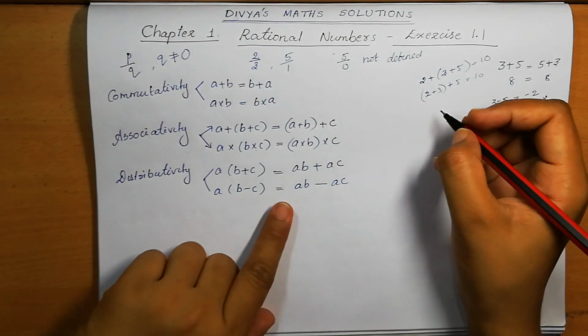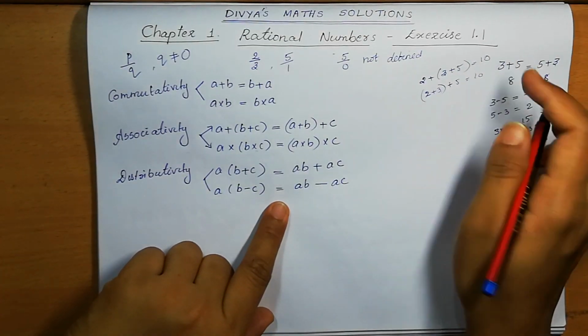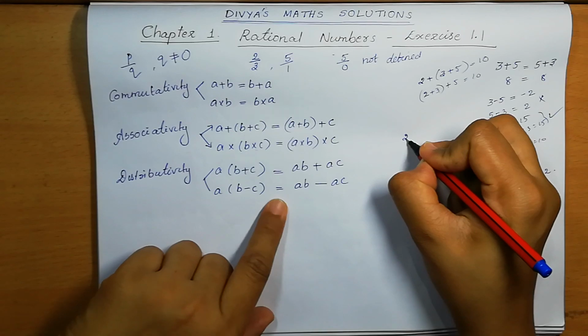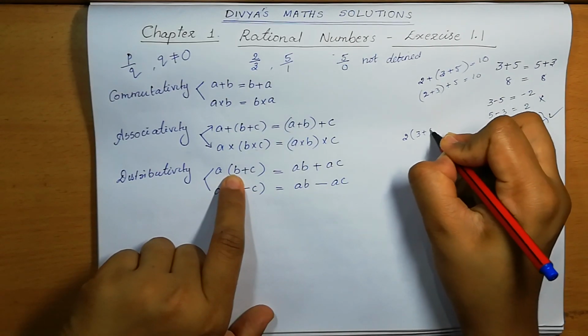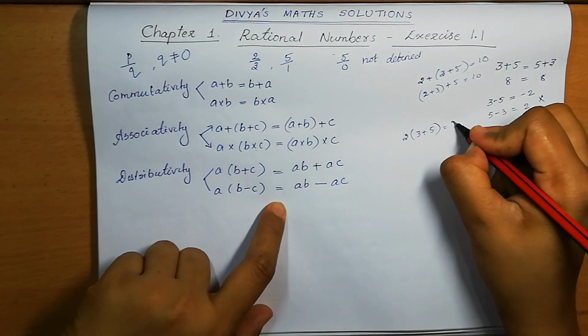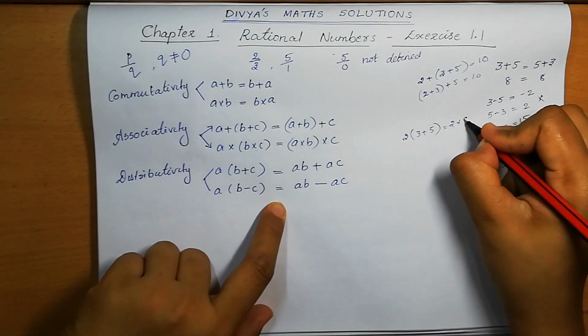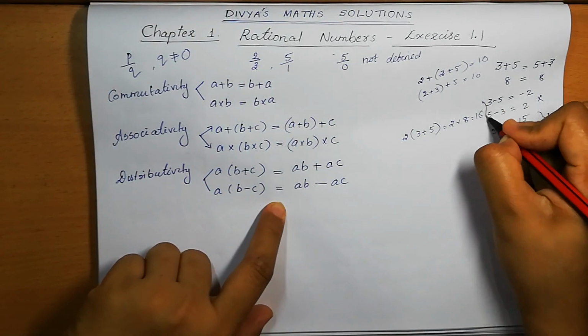Okay, this also we can verify with the same numbers 2, 3 and 5. 2 into (3 plus 5). That means 2 into 8, since 3 plus 5 is 8. 8 twos are 16. Correct.